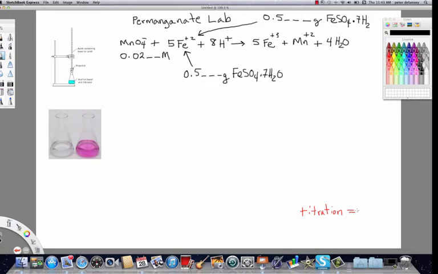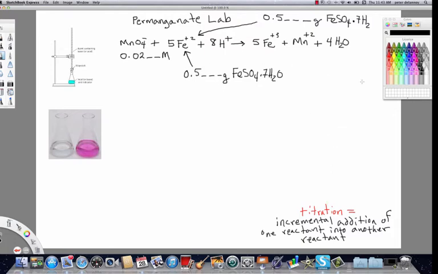The definition is the incremental addition of one reactant into another reactant. Incremental addition of one reactant into another reactant. Or another way of looking at it, the incremental addition of one reactant in a reaction with another prescribed amount.